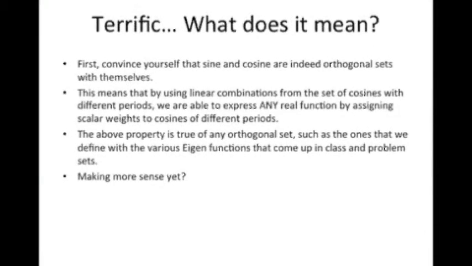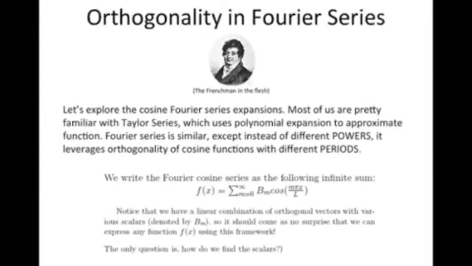So great, what does that all mean? We know that orthogonality holds for the set of all cosines of different periods. We know that with orthogonal sets, we can use scalars and addition and subtraction in order to describe every state in a given space. So let's put the two together. And Fourier does just that.